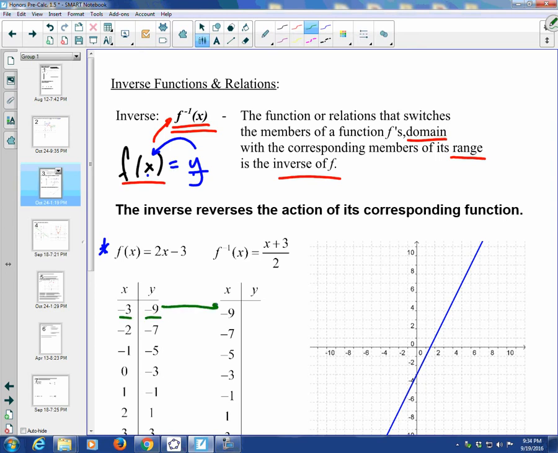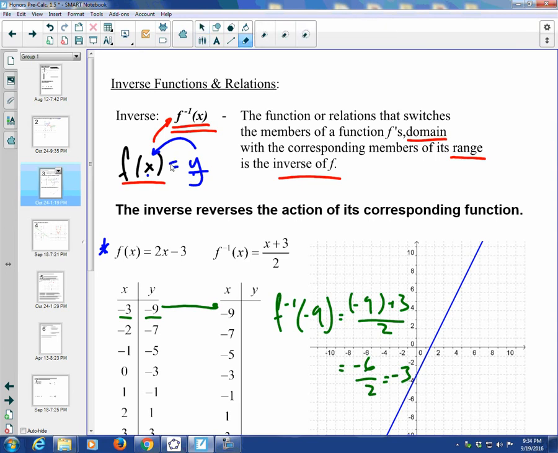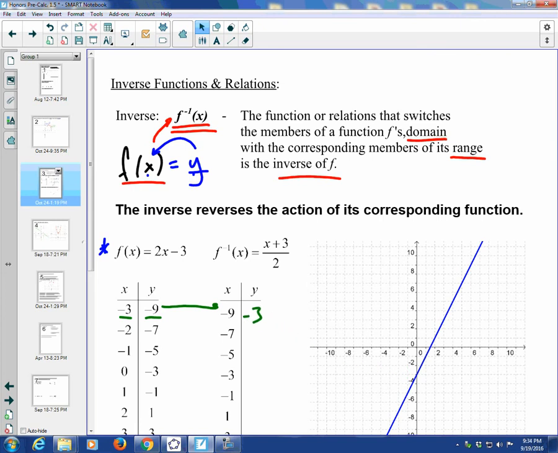Now, if these are actually inverses, then f inverse should take an output of f and give the corresponding input. So let's take, for example, negative 9. If we take negative 9 as an input of the inverse, then f inverse of negative 9 would be (negative 9 plus 3) divided by 2, which is negative 6 divided by 2, or negative 3. So that inverse relationship works for the ordered pair (negative 3, negative 9). When we plug negative 9 into f inverse, we get back negative 3.